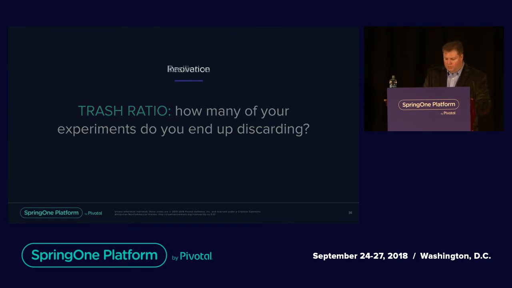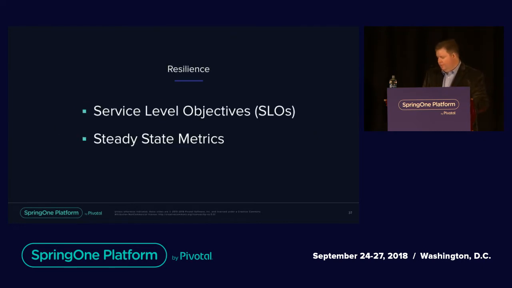Let's talk about resilience. So I want to touch on two things, and you'll probably hear about these from a lot of other speakers this week: service level objectives and steady state metrics.